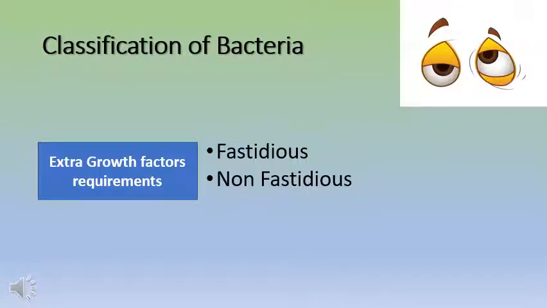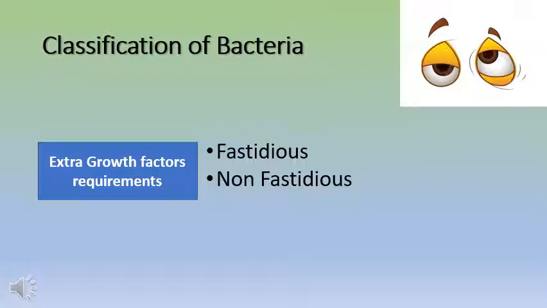So if we study bacteria, those bacteria which need extra growth factor requirements, we can classify into fastidious and non-fastidious bacteria. Fastidious are those bacteria which need a special requirement. They need extra growth factors. But non-fastidious bacteria do not need any special requirement for growth factors for survival.